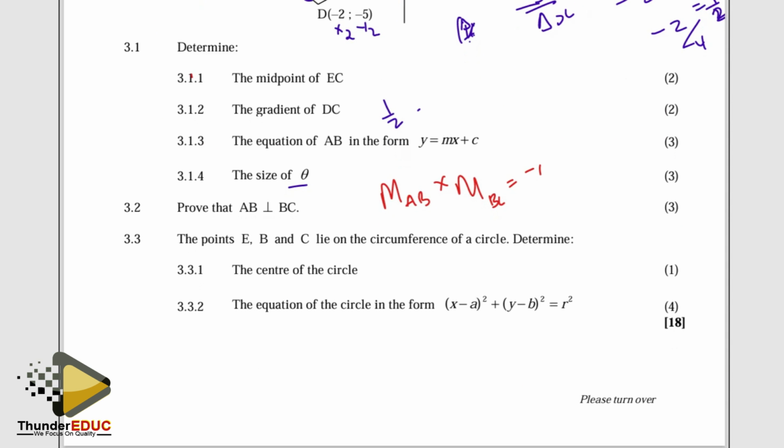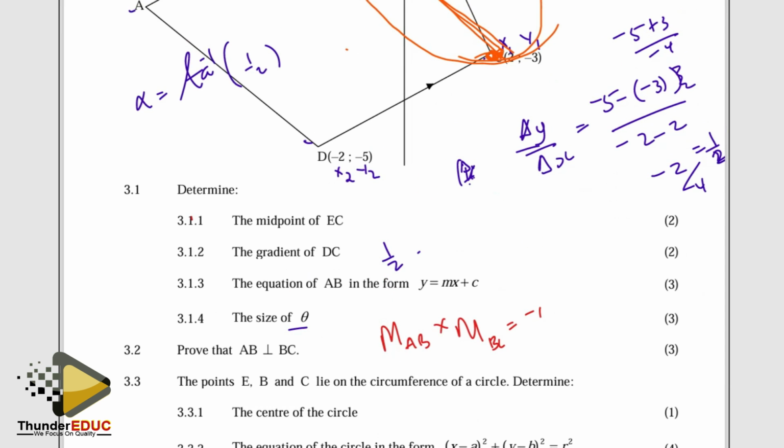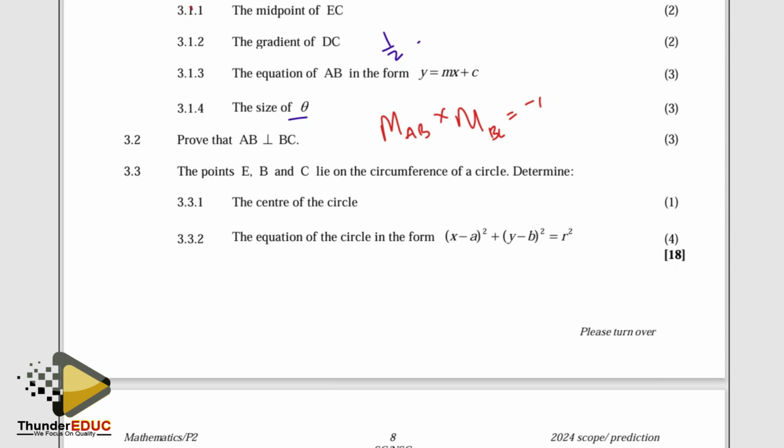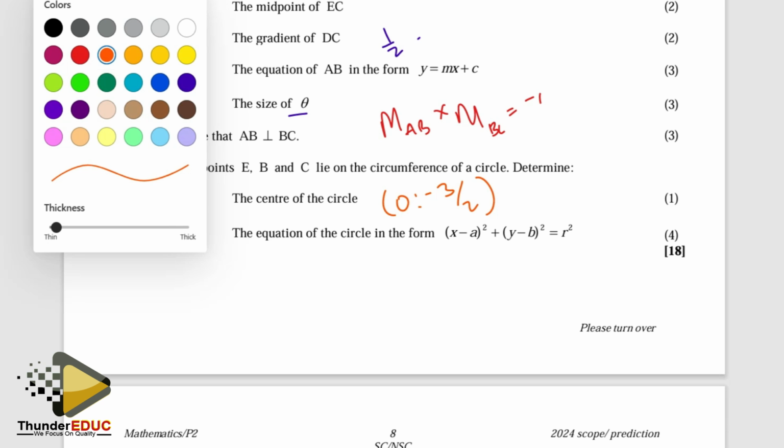Then they want us to get the center of the circle. So if that is true, then EC is going to be a diameter. And if EC is the diameter, the midpoint M that we got will therefore be the center of that circle. So what did we get for M? It was 0 and negative 3 over 2. That will be the solution for that.